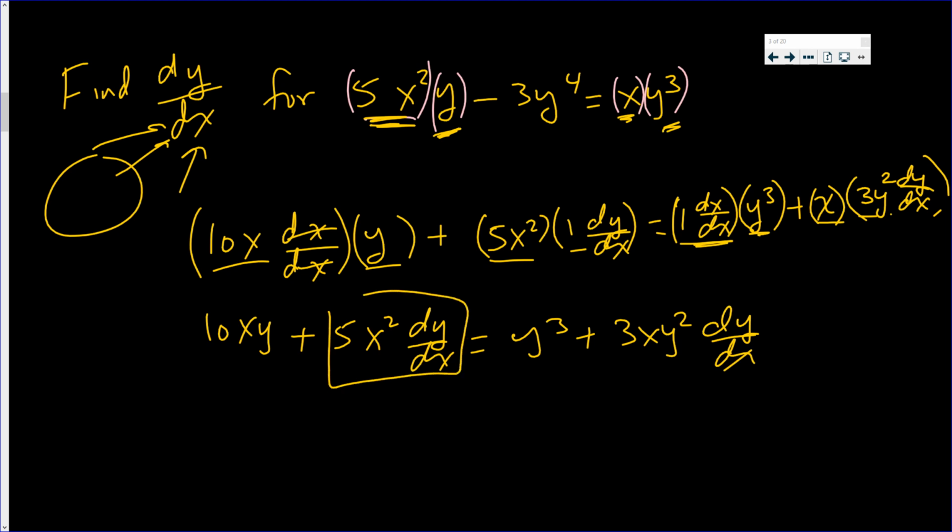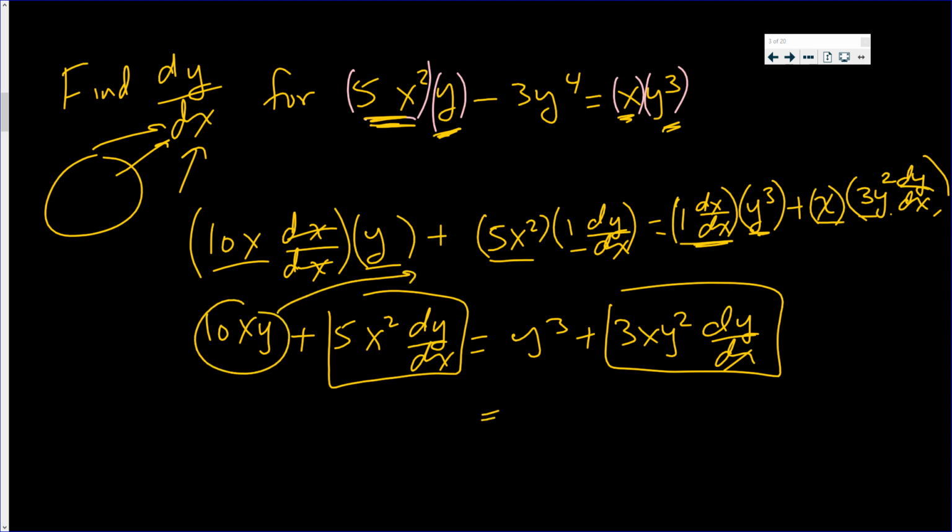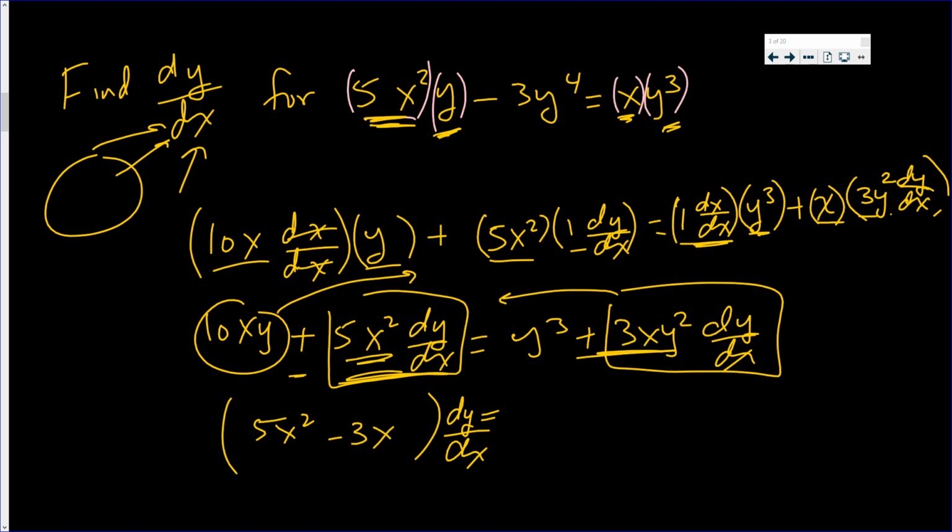These two terms have dy/dx. Let's bring them all to the left side. So that means this is going to go to the right side and that to the left. And we know that everything on the left side will have a dy/dx by design, so we can factor it out. So we have positive 5x squared, and when we bring these over, it'll become negative 3y squared. And the right side has y cubed, and we bring over the negative 10xy.